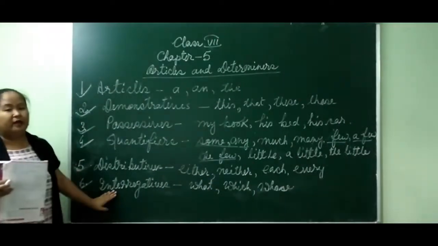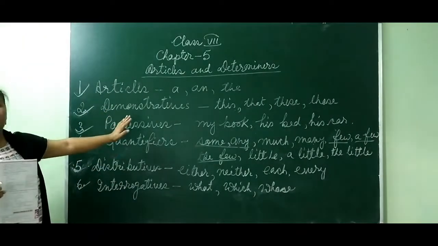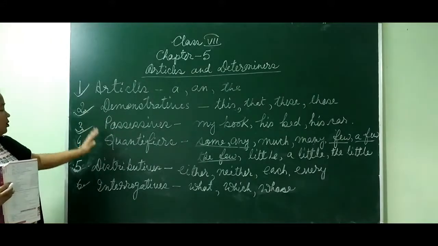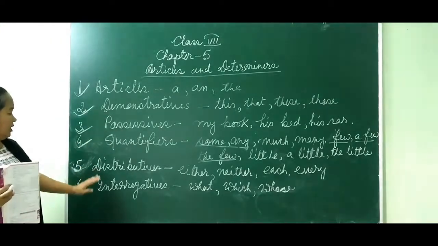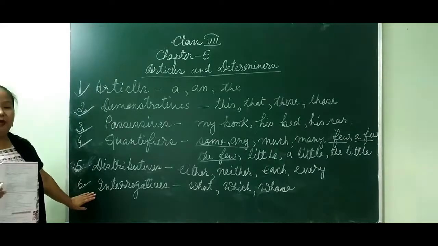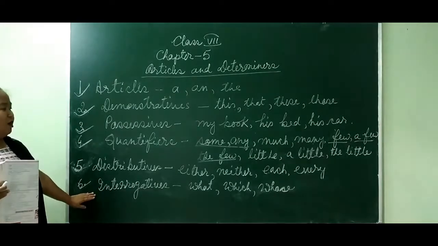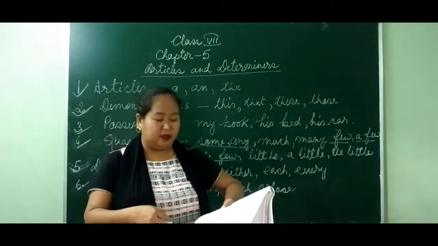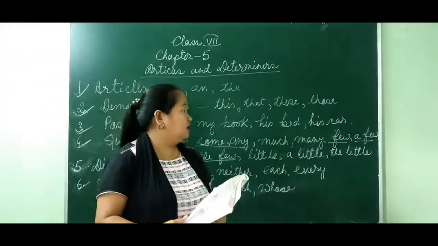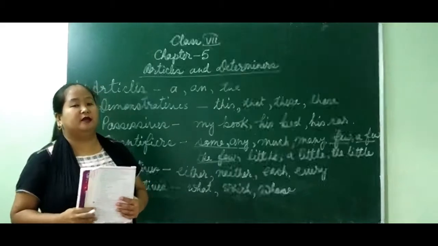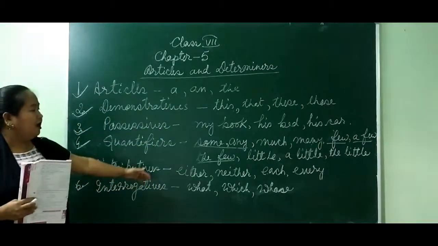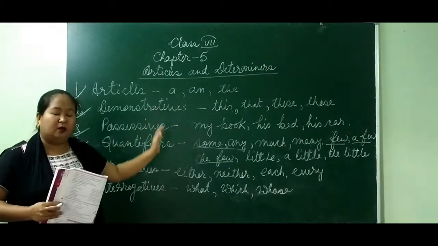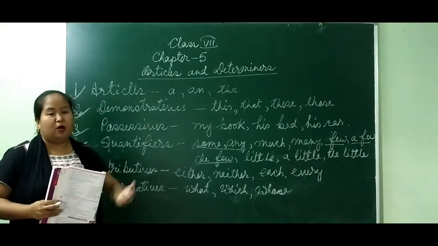So today we have learned different kinds of determiners. They are articles, demonstratives, possessives, quantifiers, distributives and interrogatives. I hope you have learned something today. Now I want all of you to please read through your book, whatever explanation is given, when to use the articles, when not to use the articles, and all these determiners. Explanations are given in the book along with the examples. You read through it, you will understand it more.